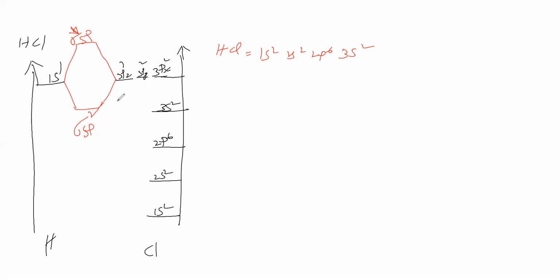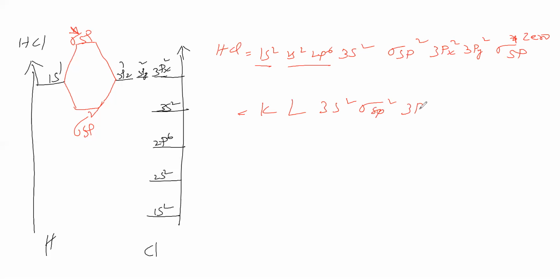Then we will write sigma sp, then 3px, 3py, and the sigma star sp does not have any electrons, zero electrons. This 1s is called the K shell, 2s to 2p6 is called the L shell, then we write 3s2, sigma sp2, then 3px2, 3py2. It is the electronic configuration of the HCl molecule, which we have given.